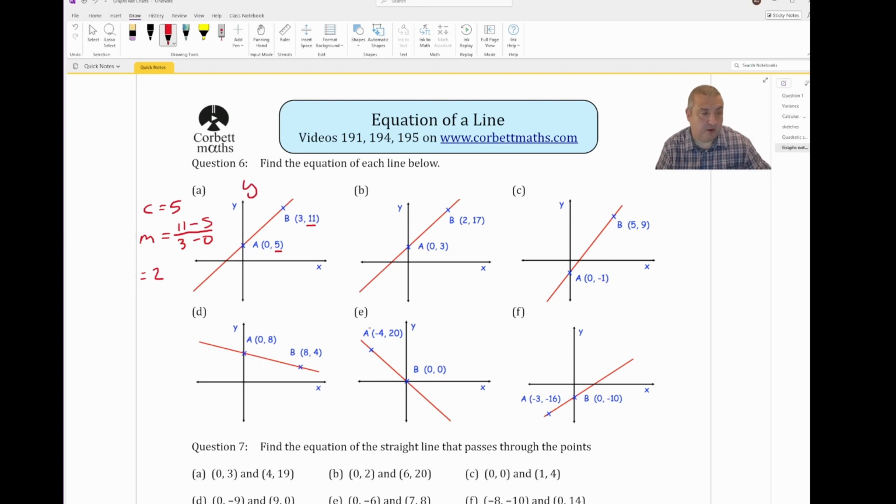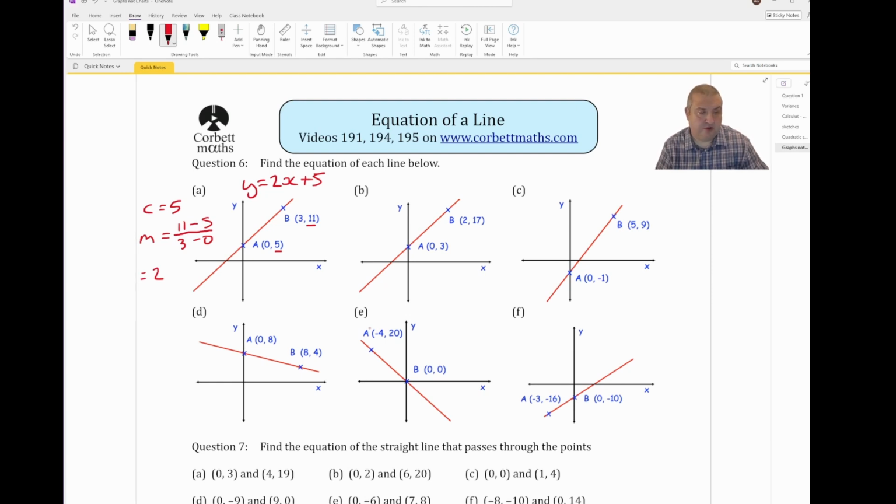So our equation for this one is y equals 2x plus 5. A bit more complicated there. Let's have a go at the next one, and then we'll have a go at a negative one as well.